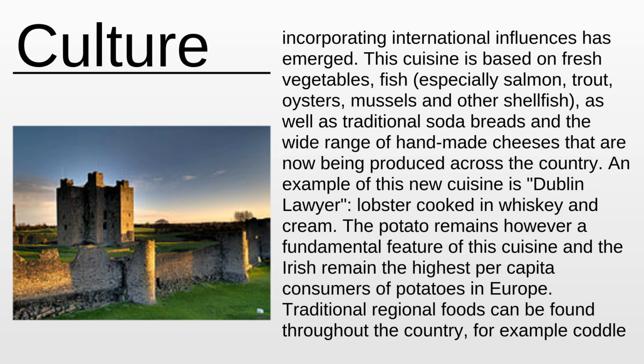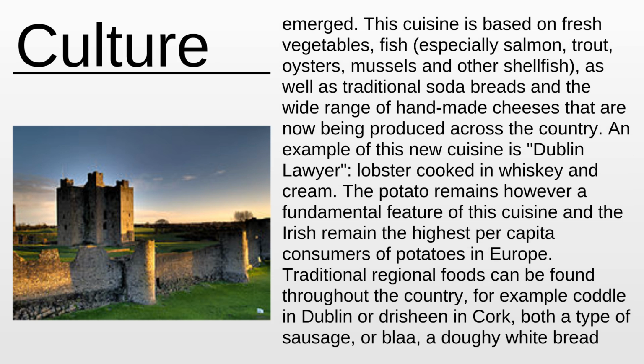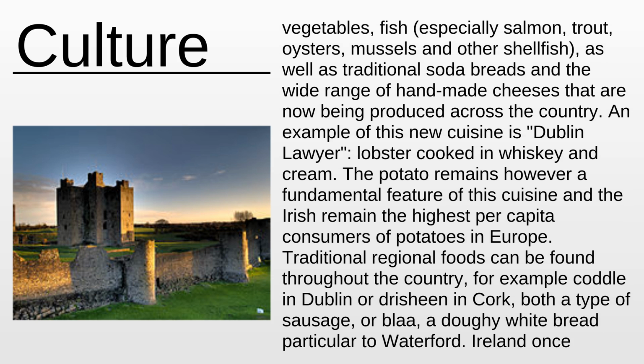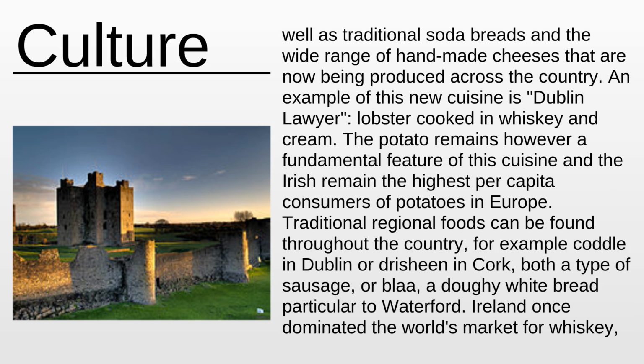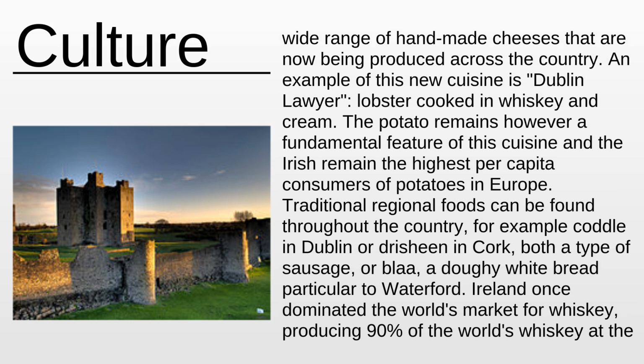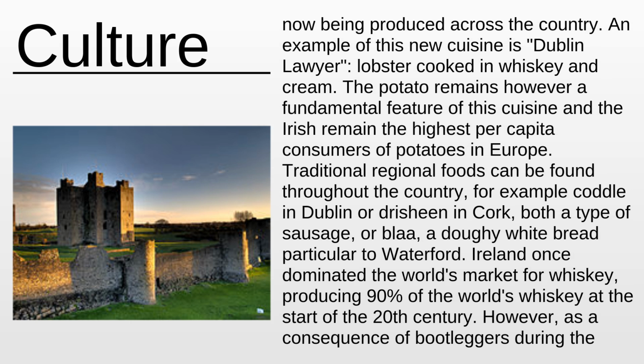This cuisine is based on fresh vegetables, fish, especially salmon, trout, oysters, mussels and other shellfish, as well as traditional soda breads and the wide range of handmade cheeses that are now being produced across the country. An example of this new cuisine is Dublin Lawyer, lobster cooked in whiskey and cream.